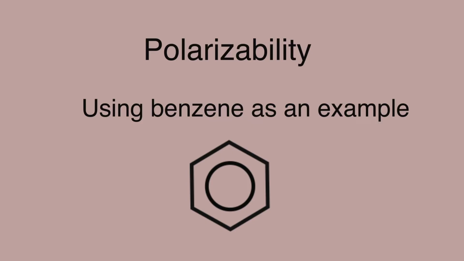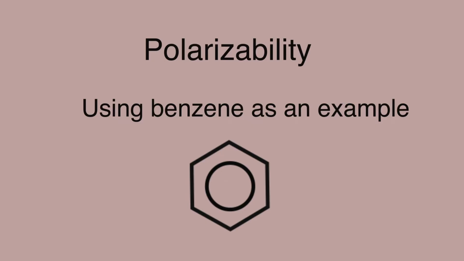We are going to use benzene as an example. It has very distinct electron clouds. Benzene is a hydrocarbon, so it only contains carbons and hydrogens. And this symbol here of benzene is a very traditional symbol, and as you can see, it's a hexagon with a circle in the middle.